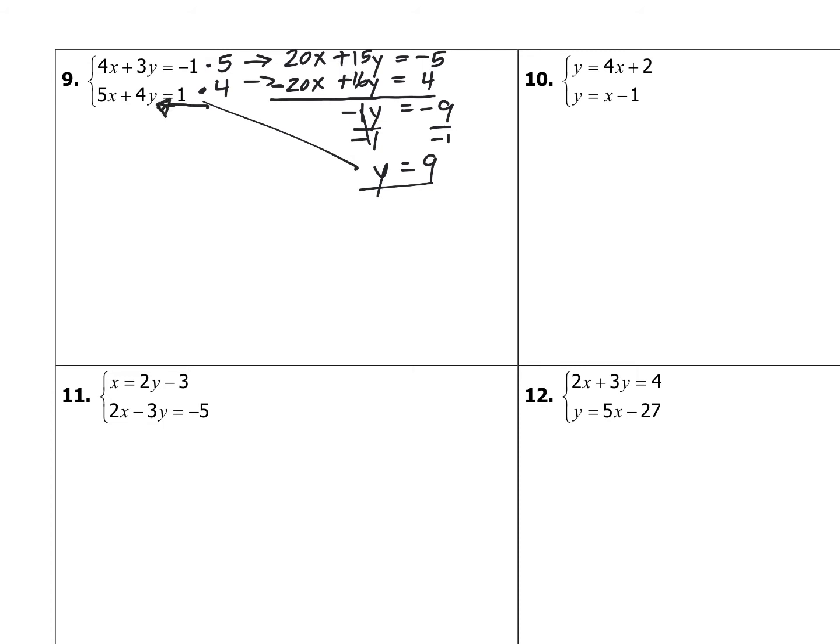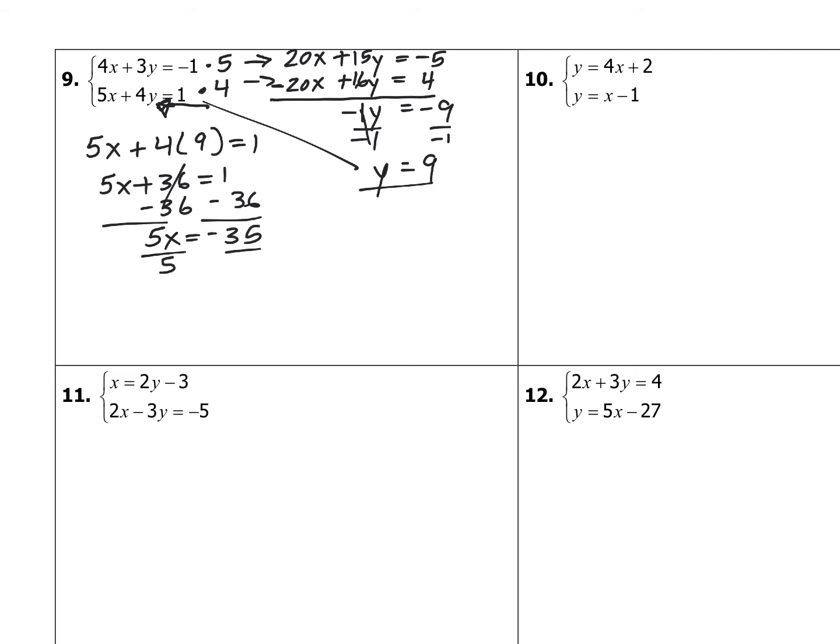Okay, so I'm going to put it in the second equation. 5x plus 4 times 9 equals 1. 5x plus 36 equals 1. Subtract 36 from both sides. And 5x equals negative 35. Divide by 5. x equals negative 7. So the solution, the place where these two linear equations intersect on a graph, is at negative 7, 9, which is in the fourth quadrant of the coordinate plane.